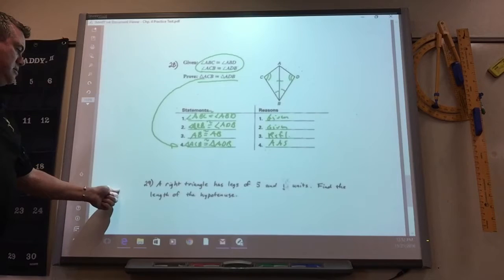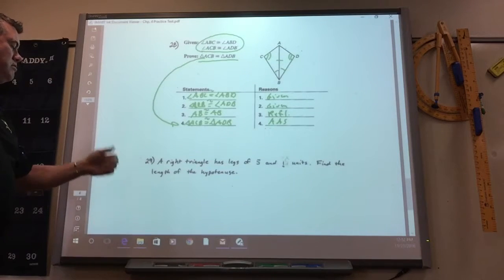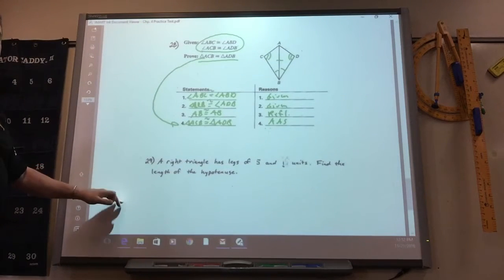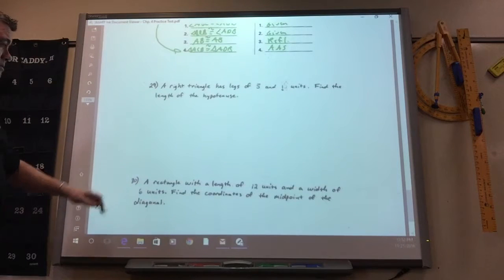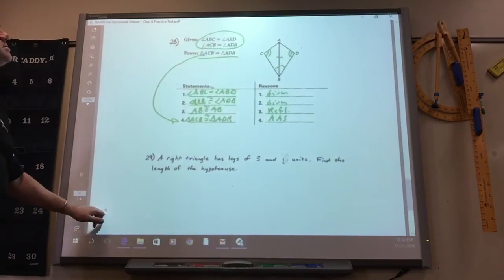You don't have to do it. No, the last two, we didn't do coordinate proofs, so yay. The last two won't be on there.